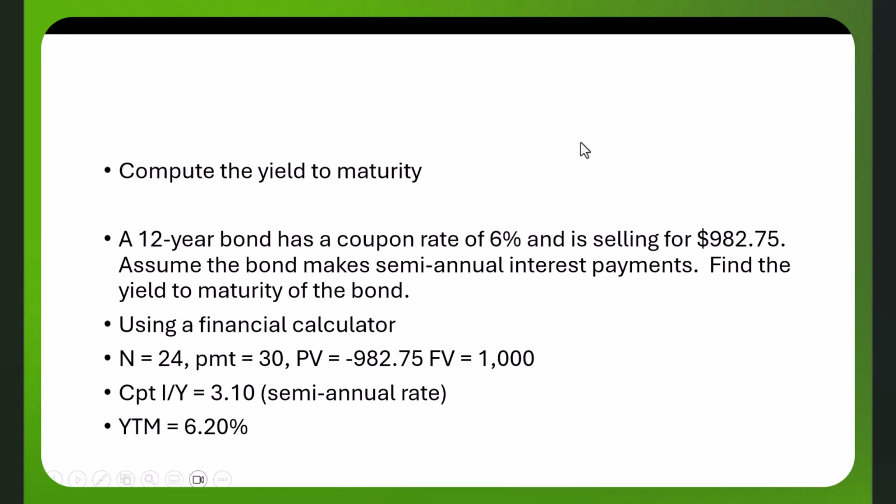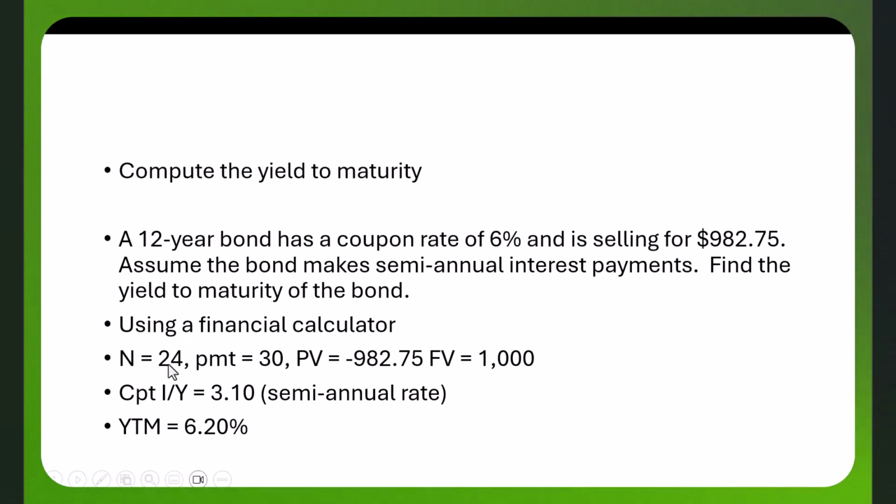The other approach is to compute the yield to maturity. So we can do this using a financial calculator or Excel. And so, for example, you have a 12-year bond that has a coupon rate of 6% and it's selling for $982.75. Let's assume the bond makes semi-annual interest payments, and let's find the yield to maturity. So you really have to use a financial calculator or a spreadsheet to do this. Otherwise, you have to solve it by trial and error. There's no sort of algebraic calculation here.